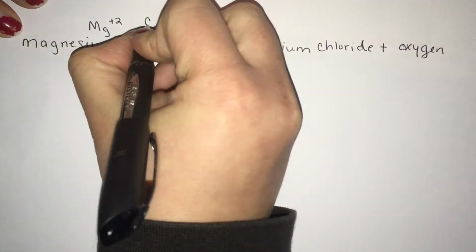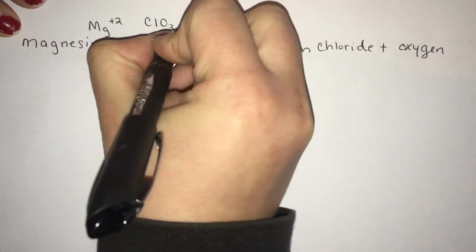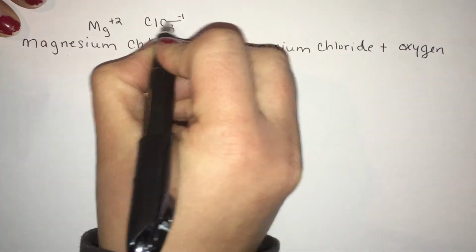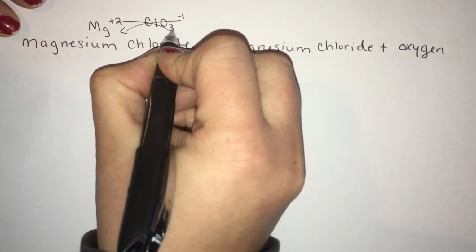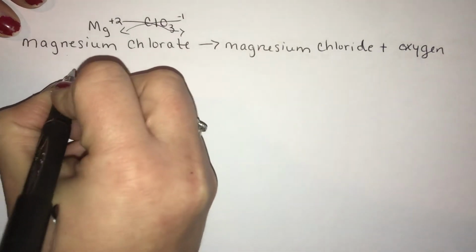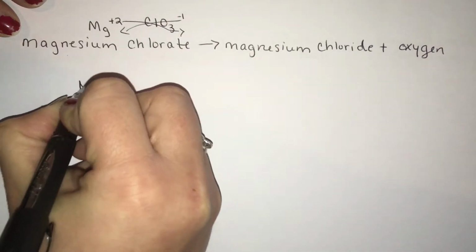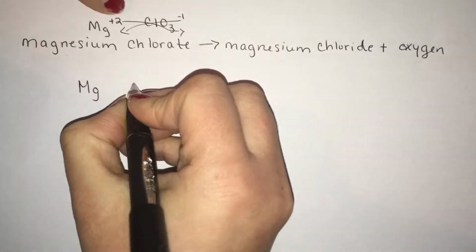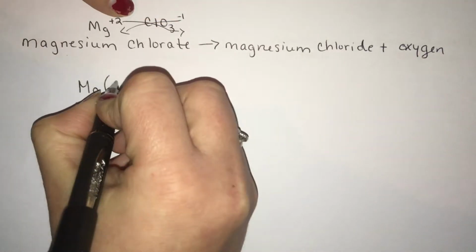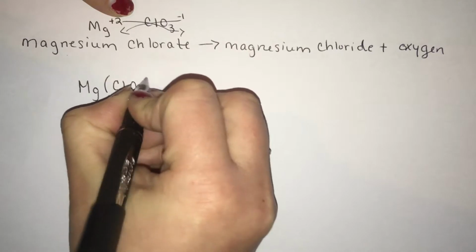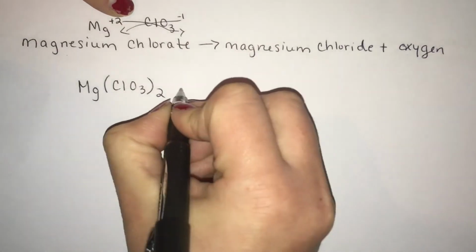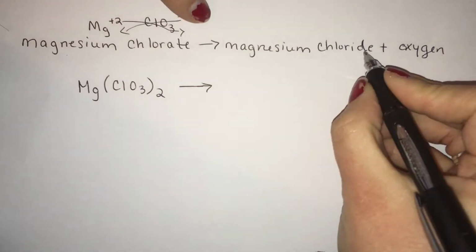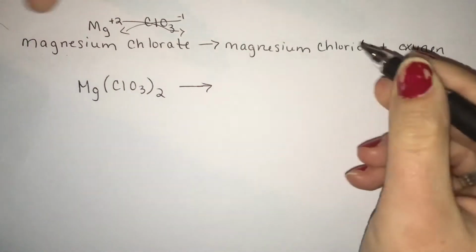ClO3 with a -1 charge. And then all you would have to do is bring these charges down, and you have your formula. So that would be Mg1, but we don't put the 1. So Mg(ClO3)2.